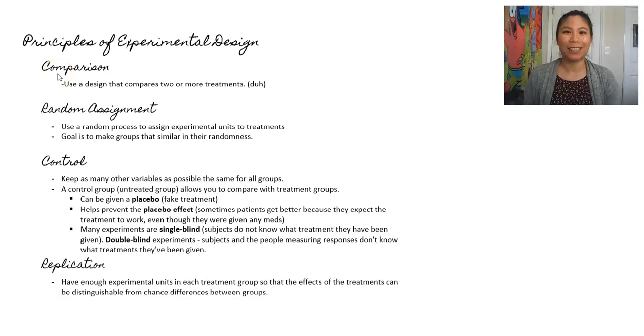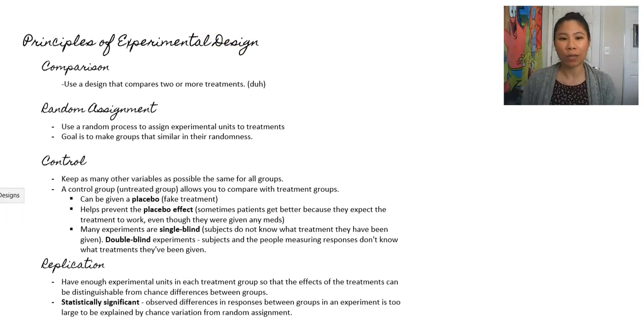Finally, the last principle of experimental design is replication. Replication just means you want to have enough experimental units in each of your treatment groups so that you can test enough people. But more importantly, you want to be able to see that the effects of the treatments within each of the treatment groups can actually be distinguishable instead of just having any differences by chance. So basically, we want to make sure that our results are statistically significant.